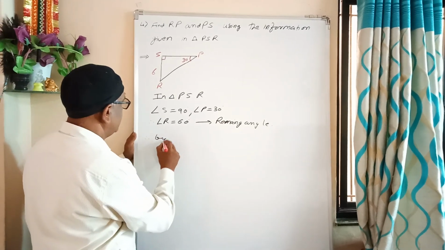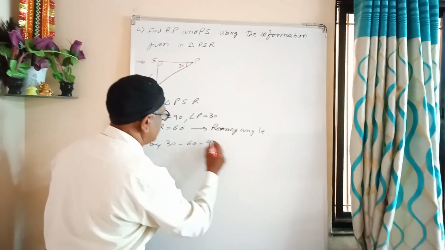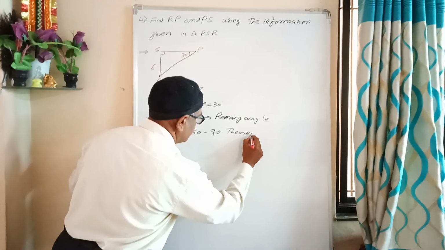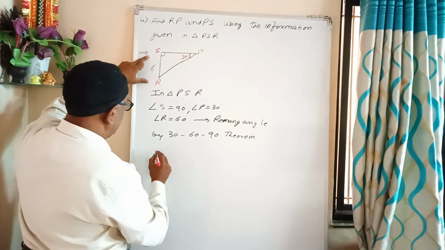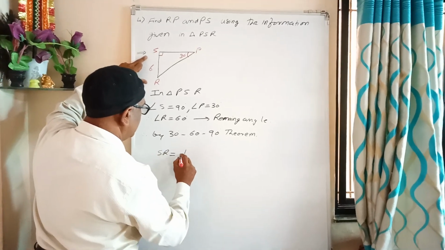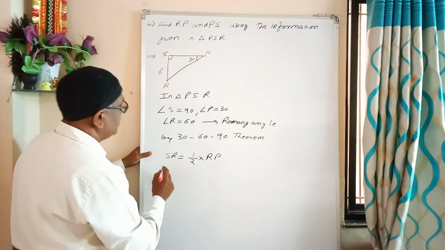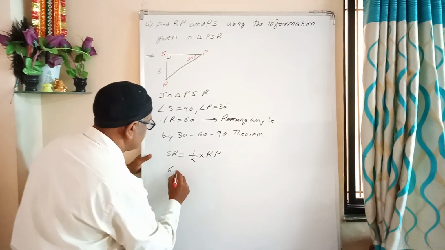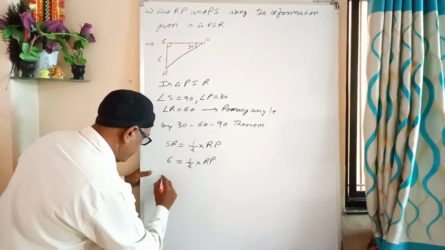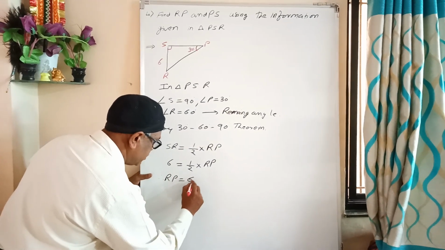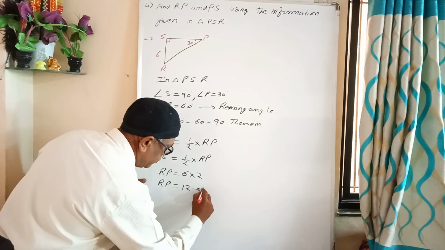Therefore, by the 30-60-90 degree theorem, the side opposite to 30 degrees, that is SR, is equal to half into hypotenuse. Hypotenuse is RP. SR is given, that is 6, which is equal to 1 upon 2 into RP. Therefore, RP is equal to 6 into 2. Therefore, RP is equal to 12 units.